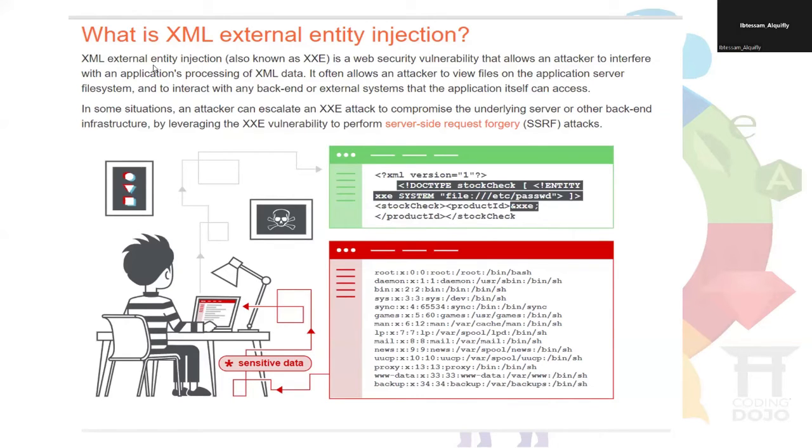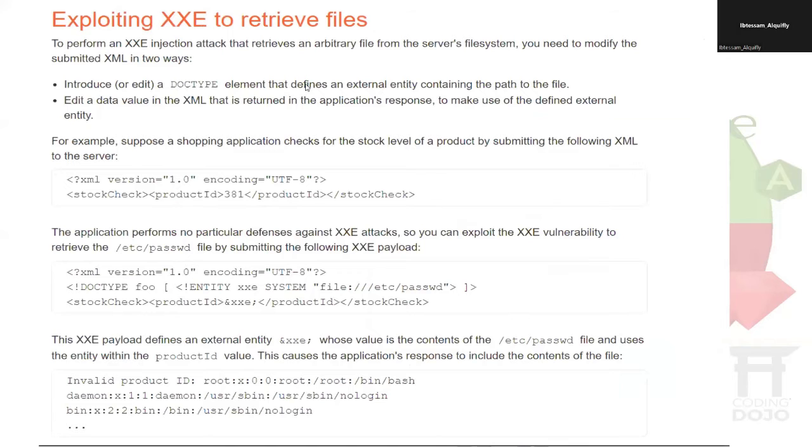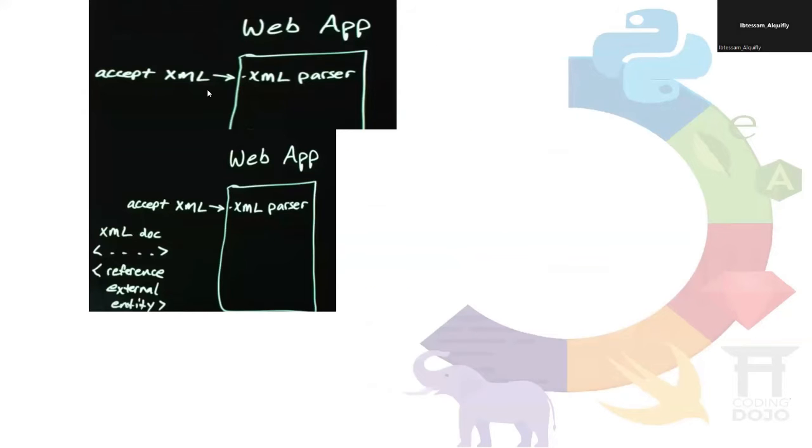So XML external entity injection, also known as XXE, is a web security vulnerability that allows an attacker to interfere with an application's processing of XML data. Why is it processing XML data? Because we have already added an XML parser to our web application. Why? We wanted to handle XML data.